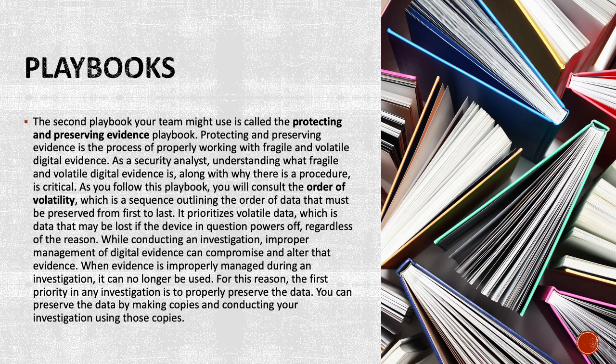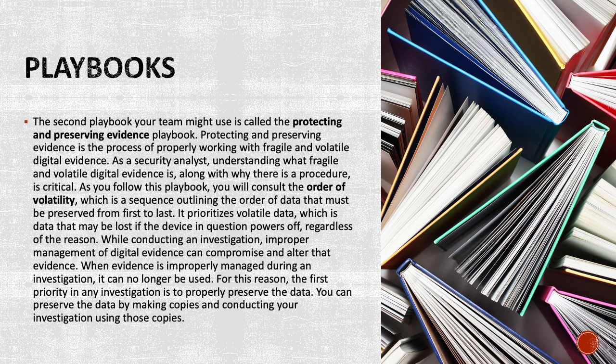The second playbook your team might be using, so one is, of course, chain of custody, is called the Protecting and Preserving Evidence Playbook. While the first one looks at chain of custody, who, what, when, where, this one looks at protecting and preserving evidence. This is the process of properly working with fragile and volatile digital evidence. As a security analyst, understanding what fragile and volatile digital evidence is, along with why there is a procedure, is critical. As you follow the playbook, you'll consult the order of volatility.